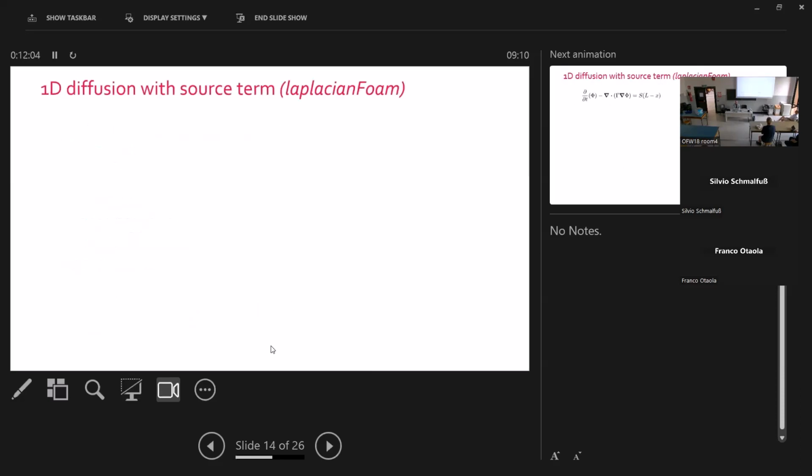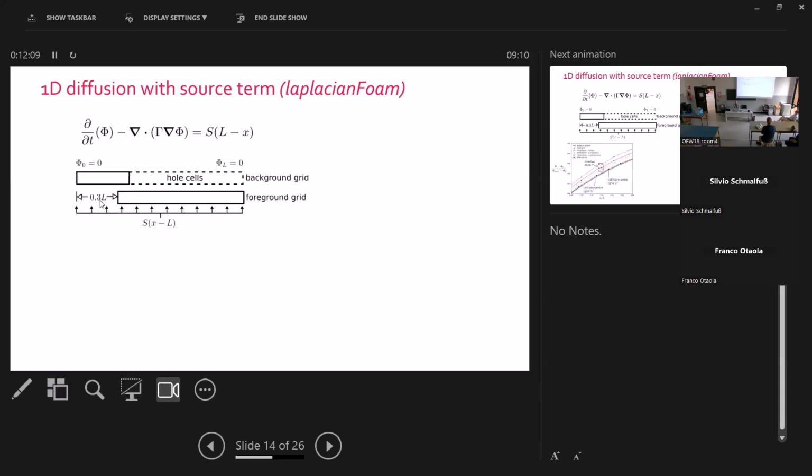So first case, we have a simple case of 1D diffusion with a nonlinear source term. And the grid setup looks like this. So we have a boundary at 0.3 L between the background and foreground grids.